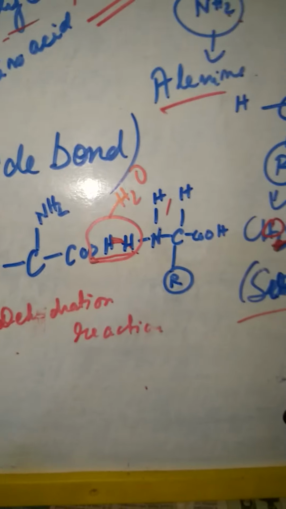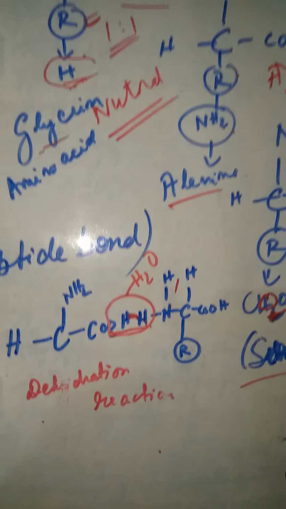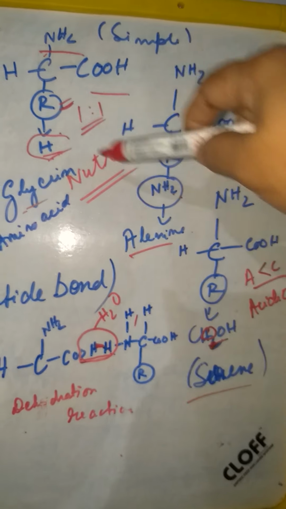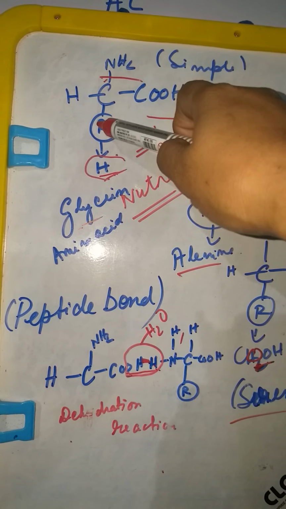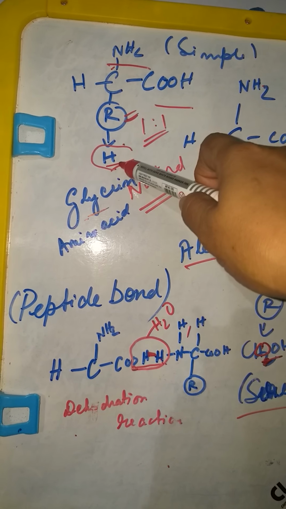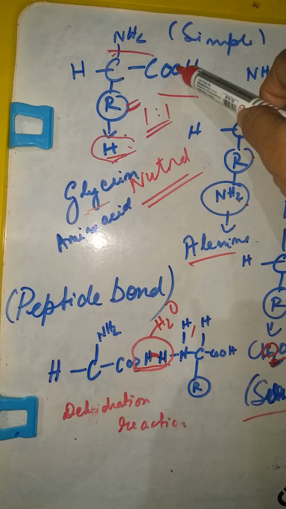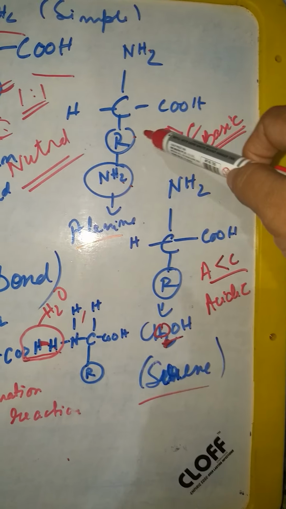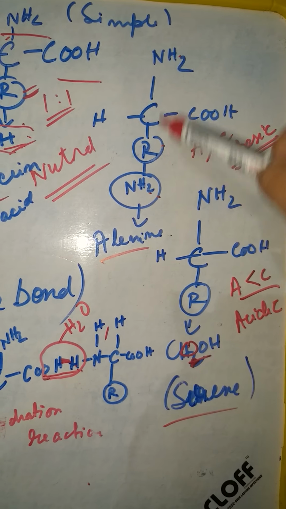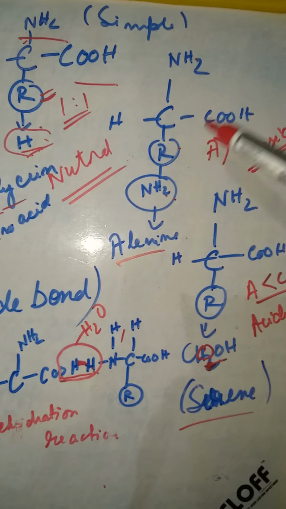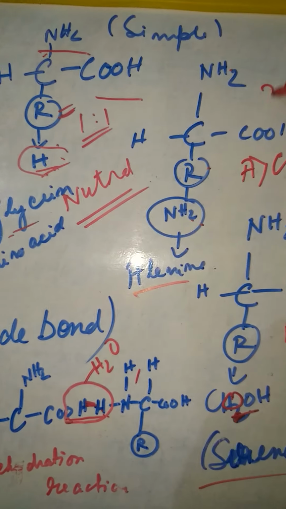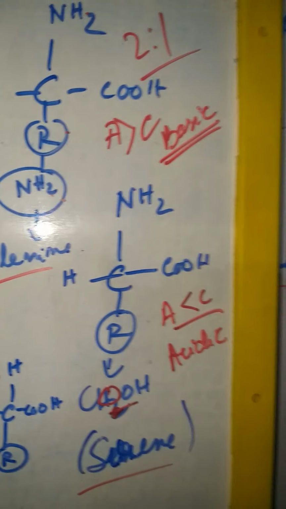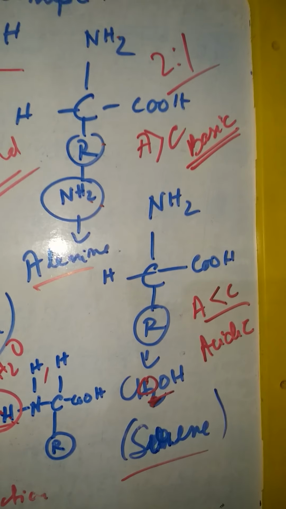So in our next class, we'll take up specific amino acids. Here you see, these are all simple amino acids. In this position of the R, if R is replaced by H, it is simple. This is the molecule, 1:1 ratio, it is neutral. Example, glycine. Here again this R is replaced by NH2, that means 2 NH2, so its ratio is 2:1. So obviously the amino group is more than the carboxylic, so it is basic.